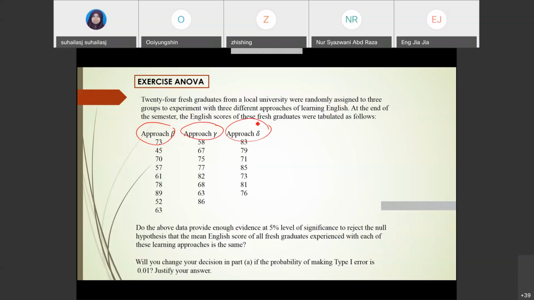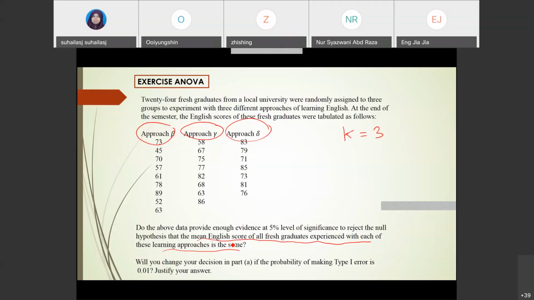Now, what is the number of your treatments? What is your K? It depends on the question. You have K equals 3, the number of treatments or number of levels. We want to compare the data above. Is there enough evidence at 5% level of significance to reject the null hypothesis that the mean English score of all fresh graduates experiencing each of these learning approaches is the same?